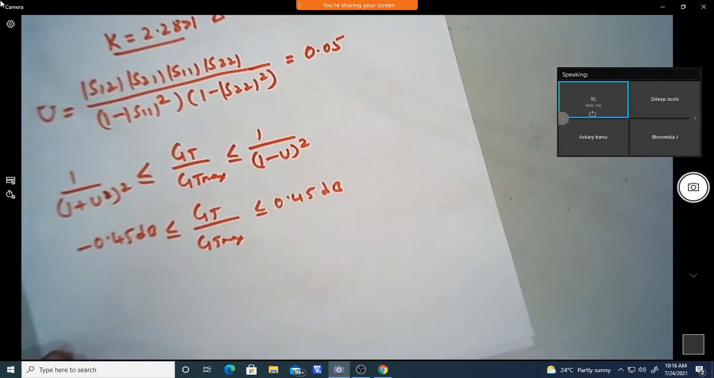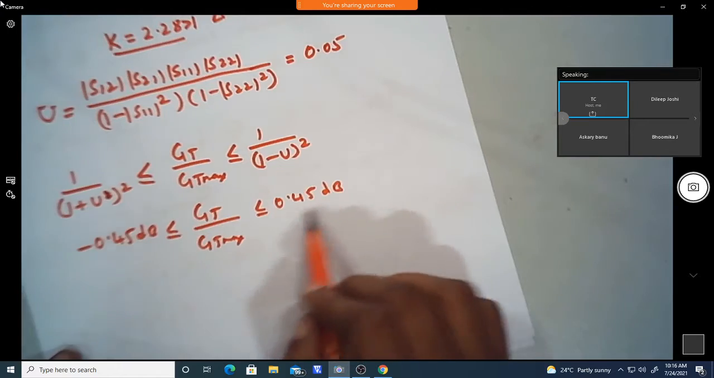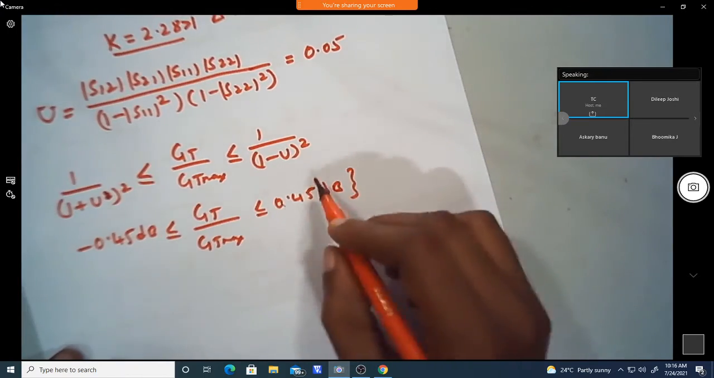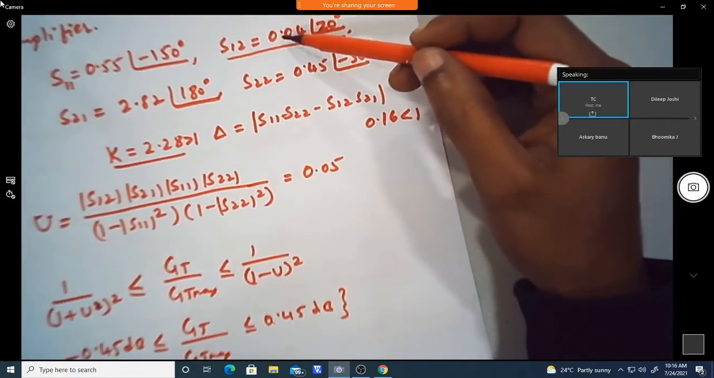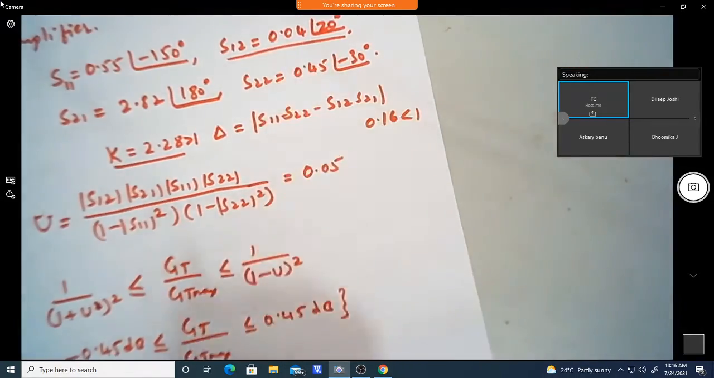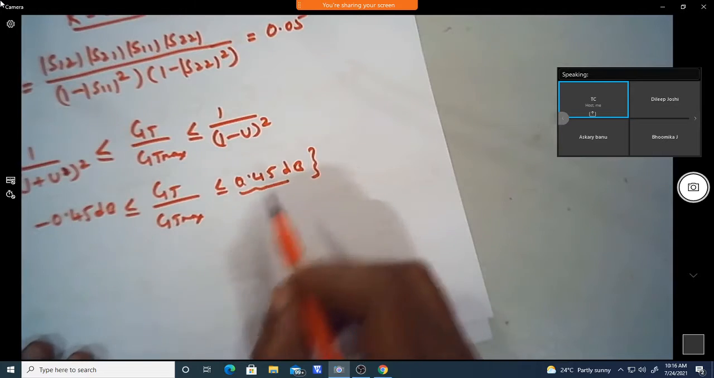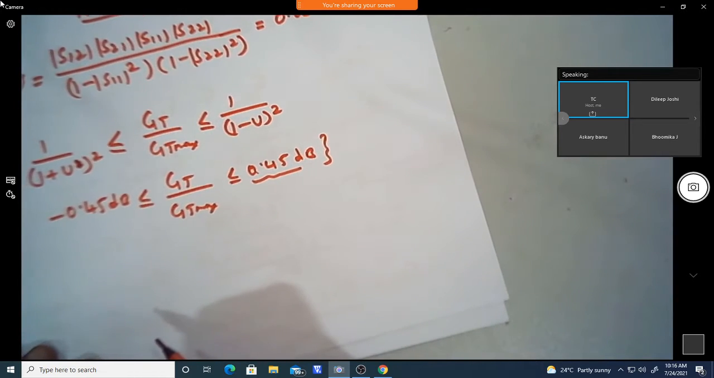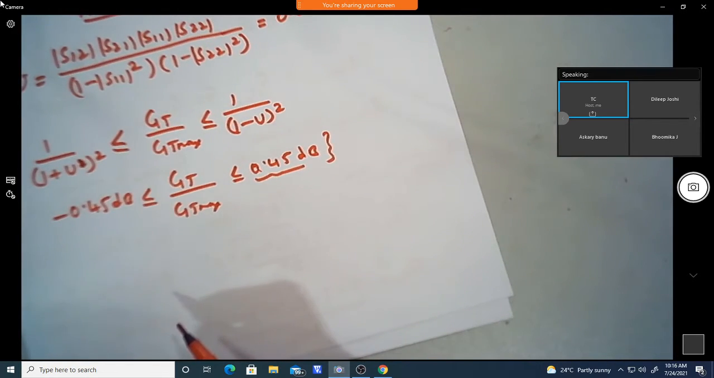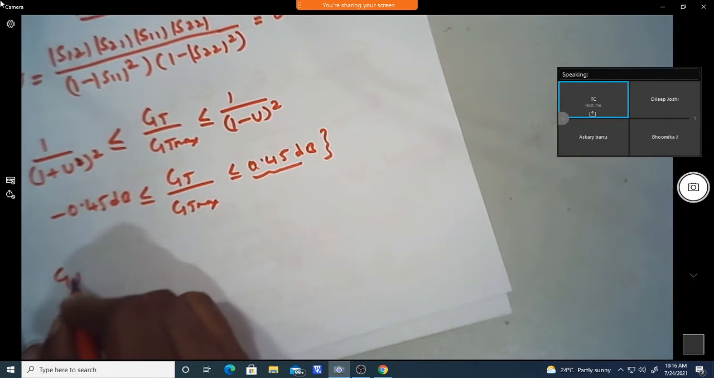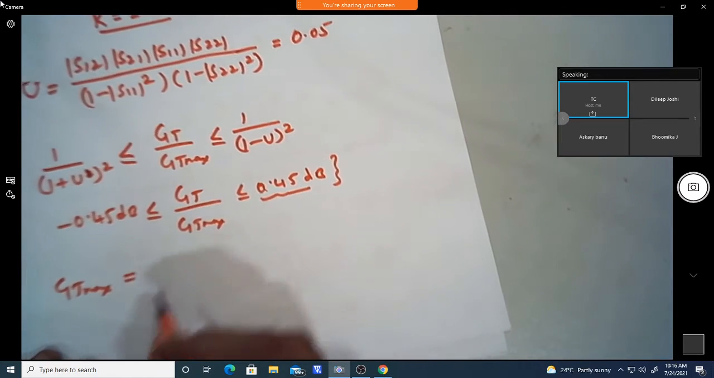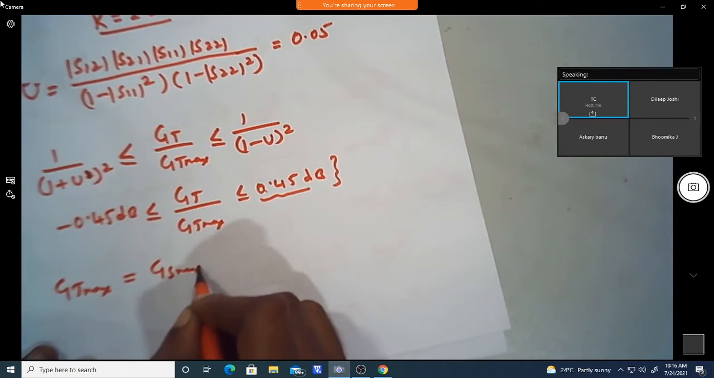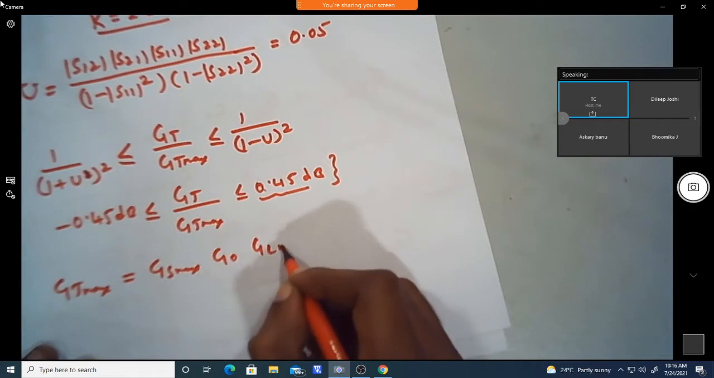Now we need to compare this error. This is actually the error, because we are assuming S12 as 0 instead of 0.04. This error is coming around 0.45 dB. Now we need to find out the values of the gain, that is the total gain GT max. For the unilateral case, that is GS max, G0 and GL max.